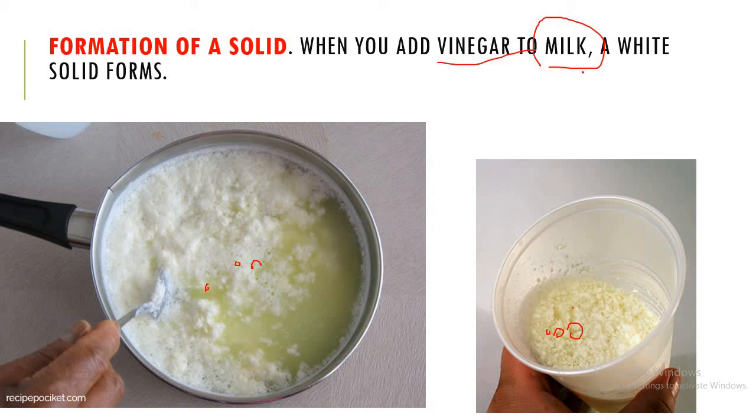When you add the vinegar to milk, a white solid forms. This white solid is a new substance, different from vinegar and milk.